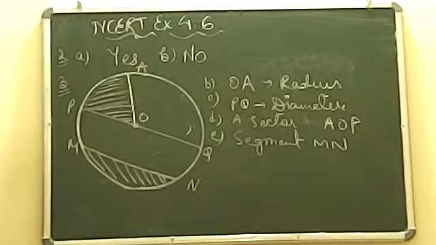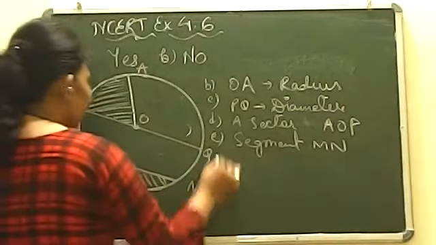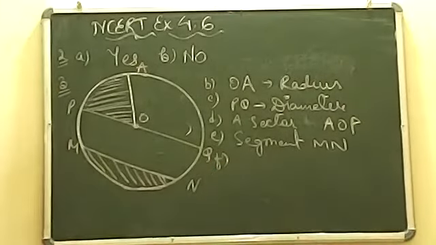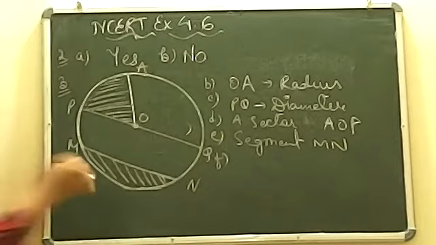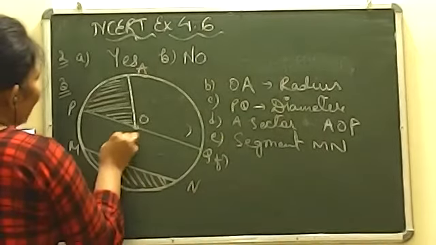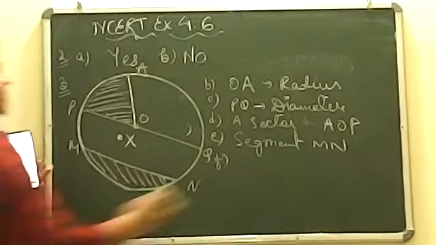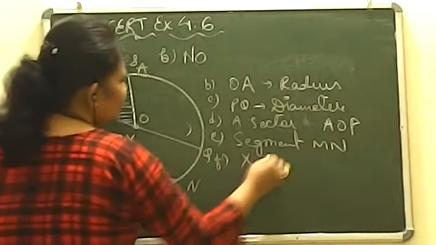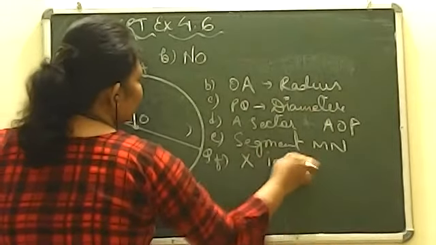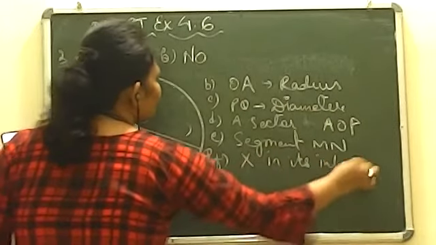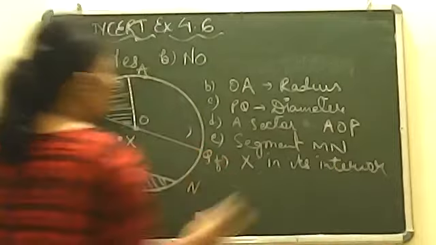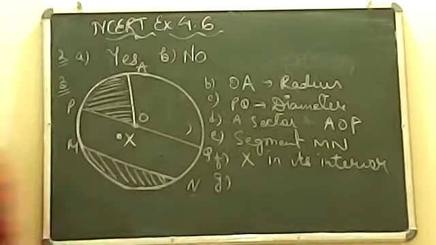Okay. Now let's move on to question number F. F is telling you have to draw a point in its interior. You have to take one point in its interior. So you can take any point. I am taking the point as X. So point X in its interior. Finished.